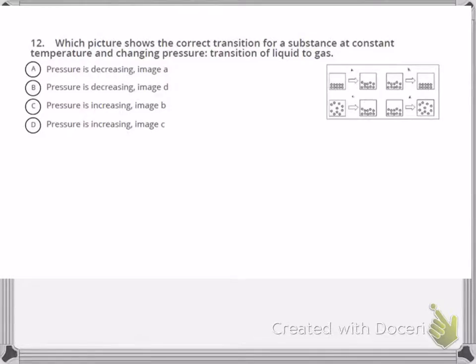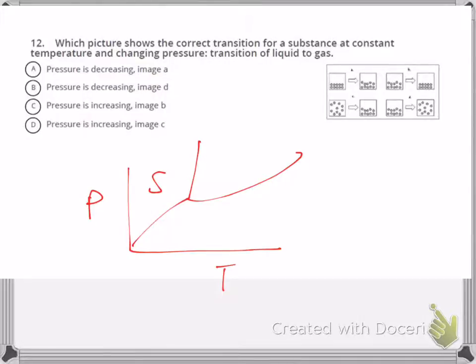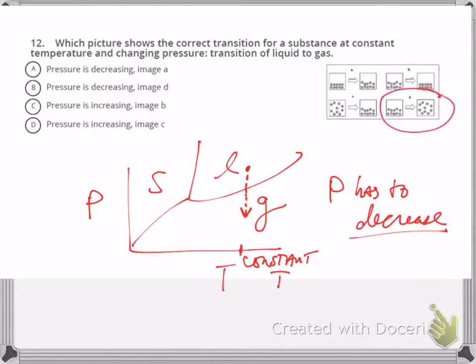Question number 12, we're asked about a transition that occurs at constant temperature, but the pressure changes, of liquid to gas. So we're looking at the pressure-temperature phase diagram. We're at a liquid, and we're going to go to gas at constant temperature, which means the pressure must decrease at constant temperature. And we must go from a liquid to a gas. So we would pick D. That's the gaseous form as a product, so we would pick D, liquid to gas, and pressure decreasing.